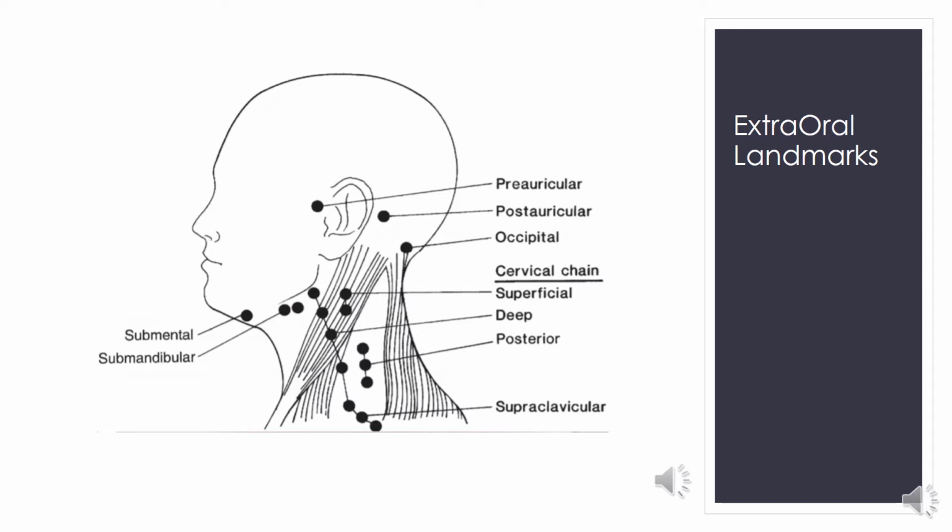You have the submental, submandibular, pre-auricular, post-auricular, occipital, and then you have your cervical nodes, which is down your sternocleidomastoid muscle. And then we check the thyroid, make them swallow. And then we have the parotid, and to check the TMJ.